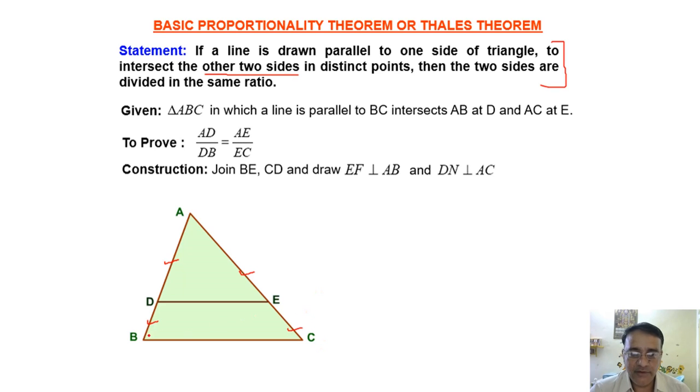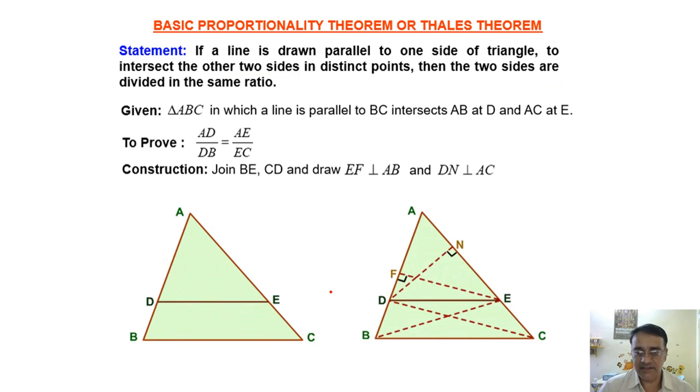And what we will do in construction: we will join BE, CD. Okay, उसके बाद EF, यहाँ से एक EF perpendicular line draw करेंगे. Or DN, we will draw DN perpendicular to AC. Okay, so we'll get this figure. Okay, now let us take these altitudes one by one.